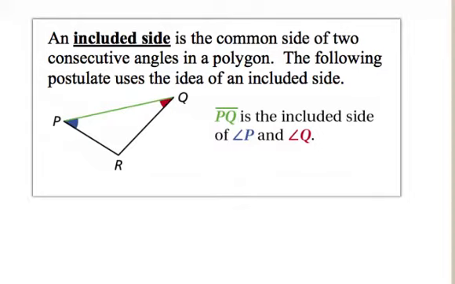What we call an included side is the common side of 2 consecutive angles in a polygon. So, for example, PQ is the included side here. This is really important when we start talking about the different theorems that we have. We also have what's called an included angle. I didn't include a picture of this, but the included angle is very similar, so we can write it down and do a basic picture of this as well.